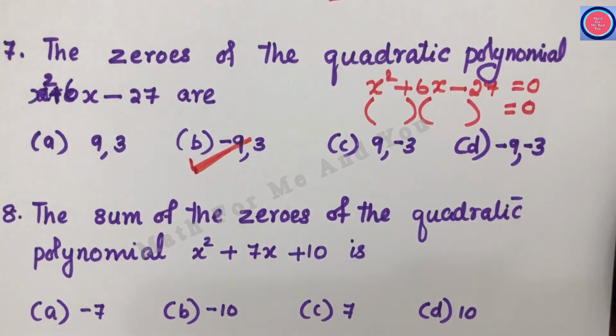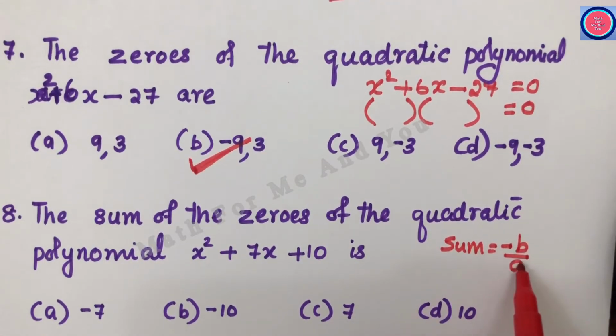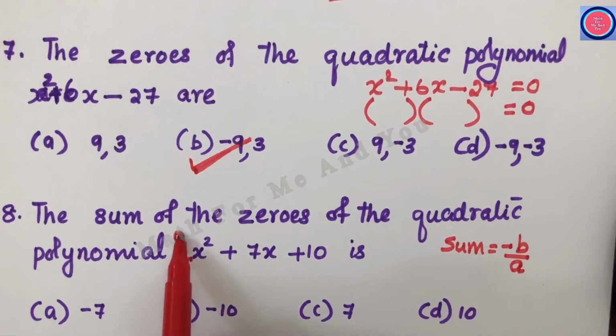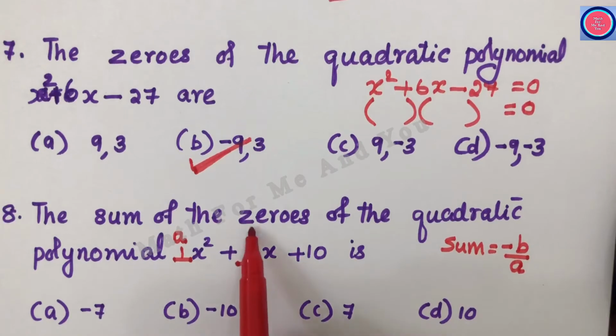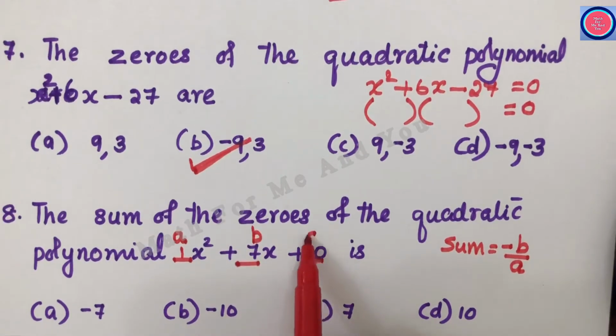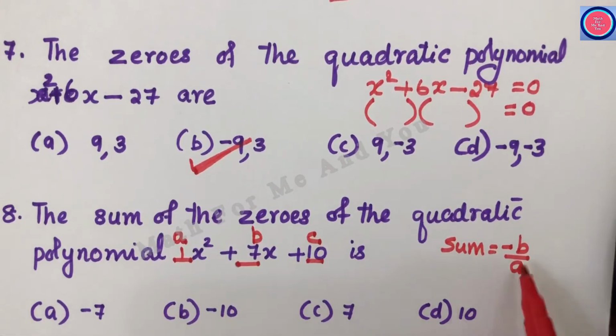Next, question 8. The sum of the zeros of the quadratic polynomial x square plus 7x plus 10 is. We have studied that for a quadratic polynomial, sum is equal to minus b by a, where a is the coefficient of x square, here it is 1, and b is the coefficient of x, here it is 7, and c is the constant. So replacing the values we get, sum is equal to minus 7 divided by 1. Minus 7 divided by 1 is minus 7. So option A, minus 7 is the correct answer.